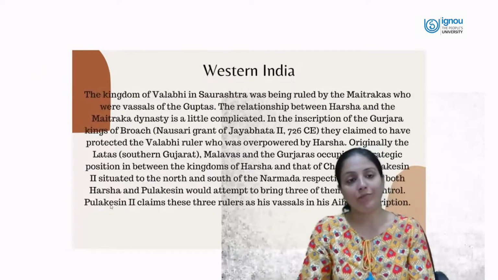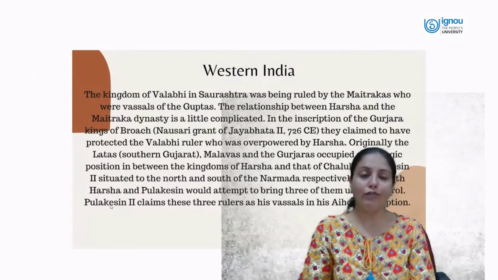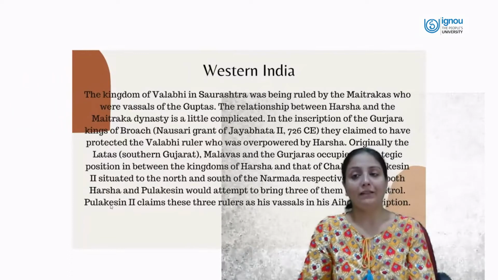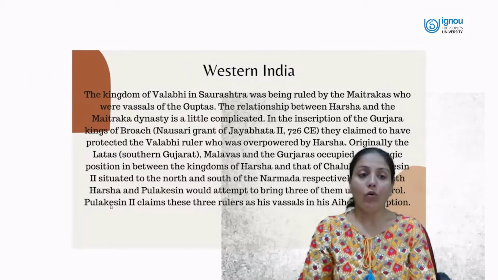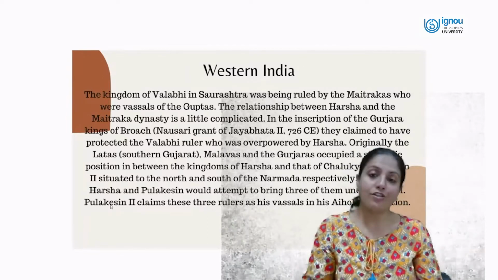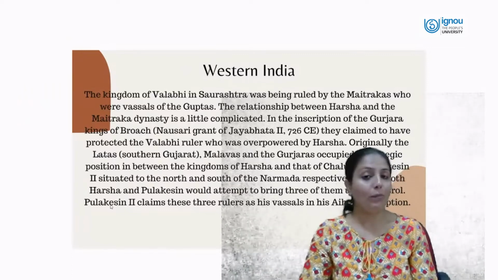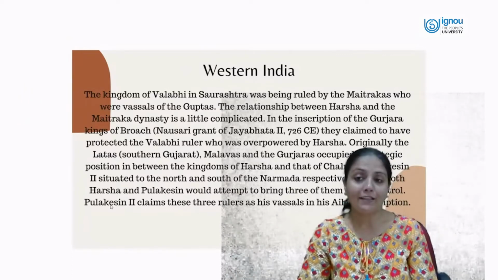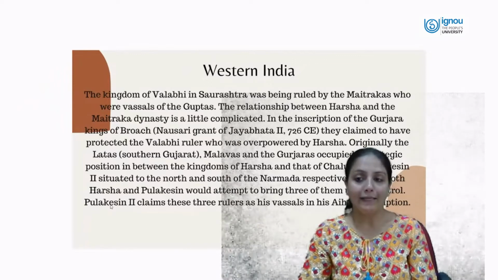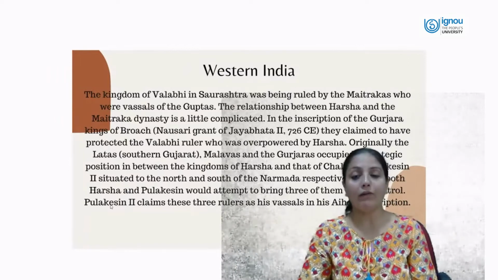Next is Western India. How did they capture Western India? The kingdom of Vallabhi in Saurashtra was being ruled by the Maitrakas, who were vassals of the Guptas. The relationship between Harsha and the Maitraka dynasty is a little complicated. In the inscription of the Gurjara kings of Broach, they claimed to have protected the Vallabhi ruler who was overpowered by Harsha.